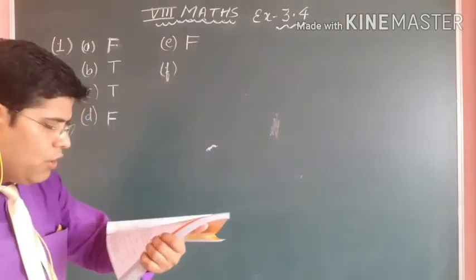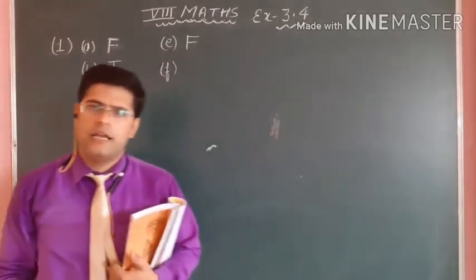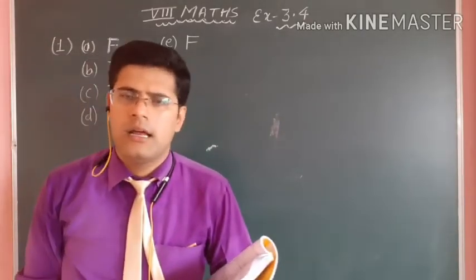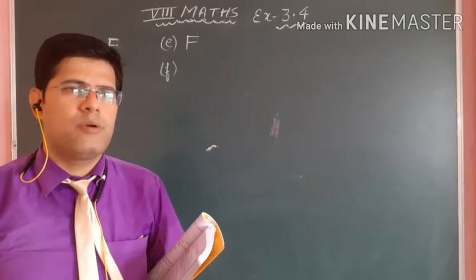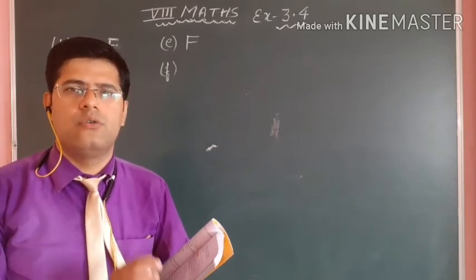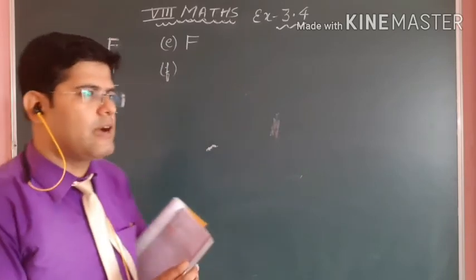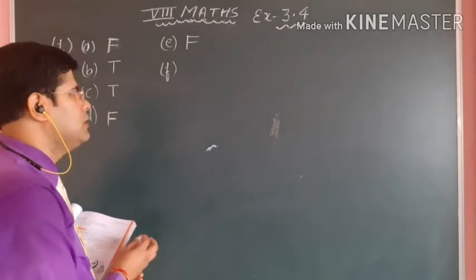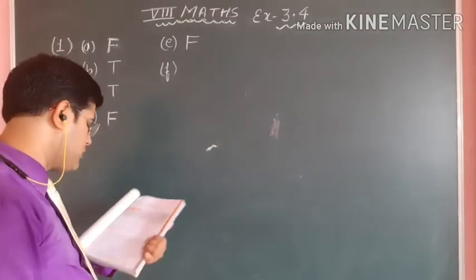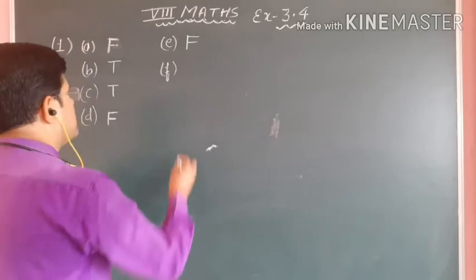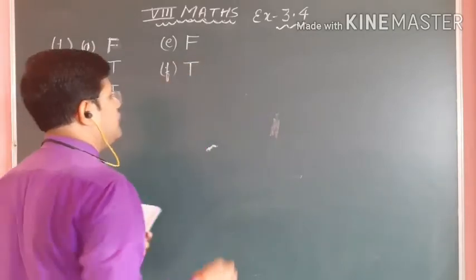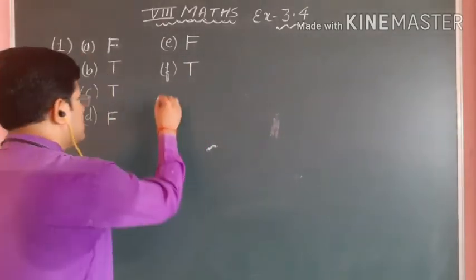Now the F part, all rhombuses are kites? Yeah, we can say that all rhombuses are kites because all the properties of a kite are satisfied by a rhombus. So all rhombuses are kites, so true. It must be true.